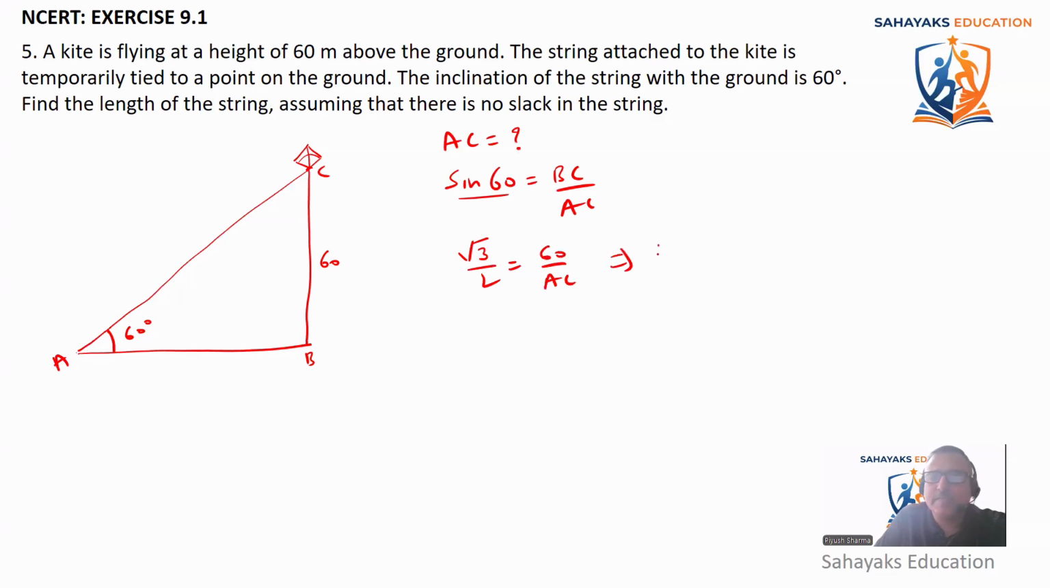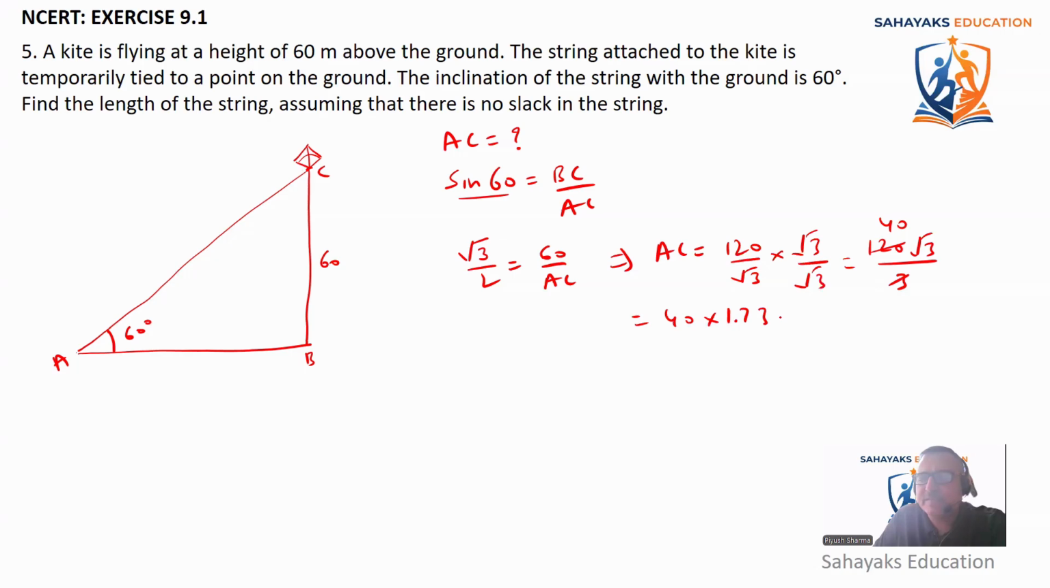So what does this imply? This AC is equal to 120 divided by root 3. To rationalize the denominator, what are we going to do? We are going to multiply by root 3 by root 3. So what does it come? It comes as 120 root 3 divided by 3. Now we'll cut it. It becomes 40 root 3. So that is equal to 40 multiplied by 1.732.